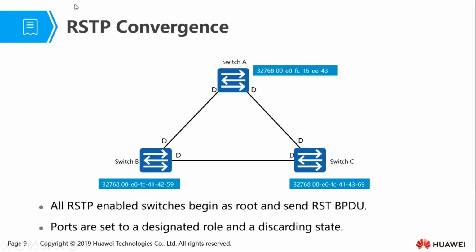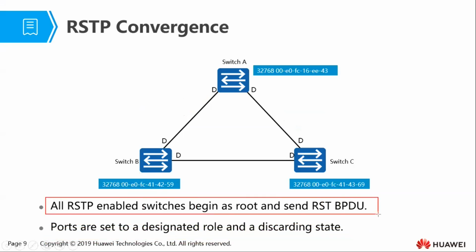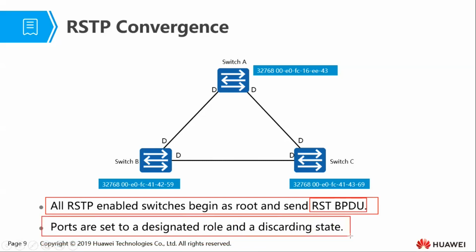So what is the RSTP convergence process? Just like in STP, all RSTP enabled switches begin as the root and send Rapid Spanning Tree Bridge Protocol Data Units. So everyone sends a BPDU saying, hey, I am the root. When they are doing that, all the ports are set to a designated role and a discarding state.